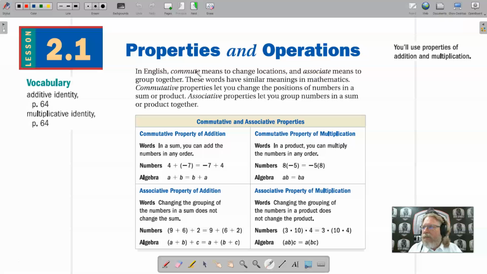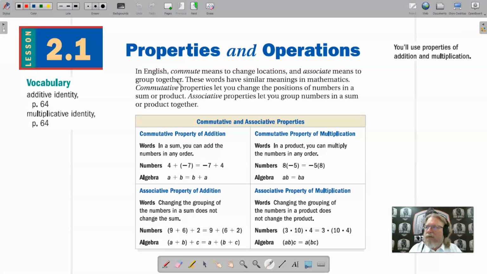And associate means to group together. You might say, who do you associate with? Who are your friends? Who are the people that you hang out with? Or you might say, what things do you associate with the feeling of feeling happy? And you start to come up with a group of things that make you happy, because associate means to group things together. So these words have similar meanings in mathematics.